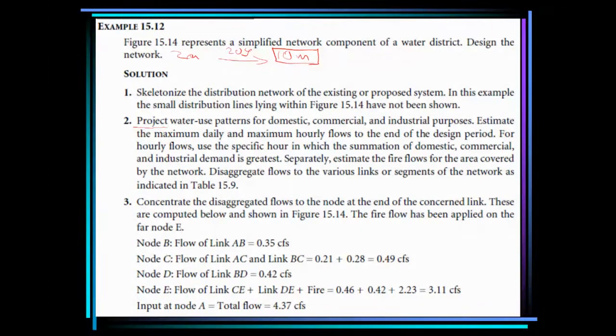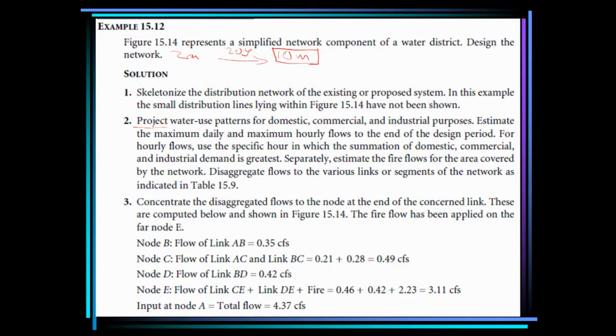And then we shall estimate the maximum daily and maximum hourly flows to the end of the design period. I told you what a design period is. That's the period within which the structure is expected to serve its intended purpose. That is the design period. And we have already shown the different design periods for each of the components of a water supply system in chapter 1, if you may recall.